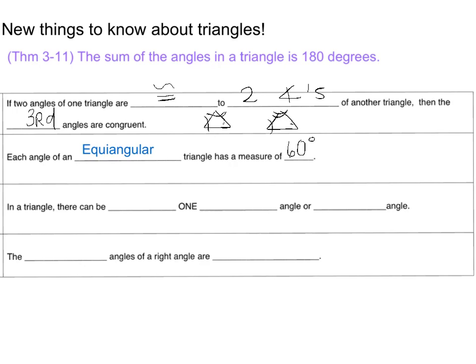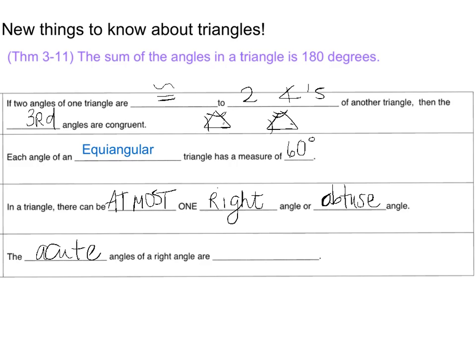The third corollary says, in a triangle, there can be at most one right angle or obtuse angle. You can't have both. It just won't add up. So in a triangle, there can be at most one right angle or an obtuse angle. That's it.